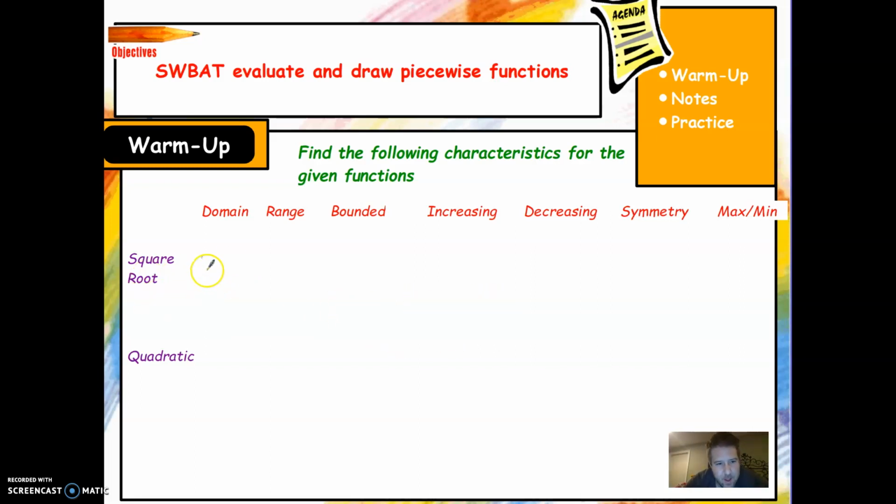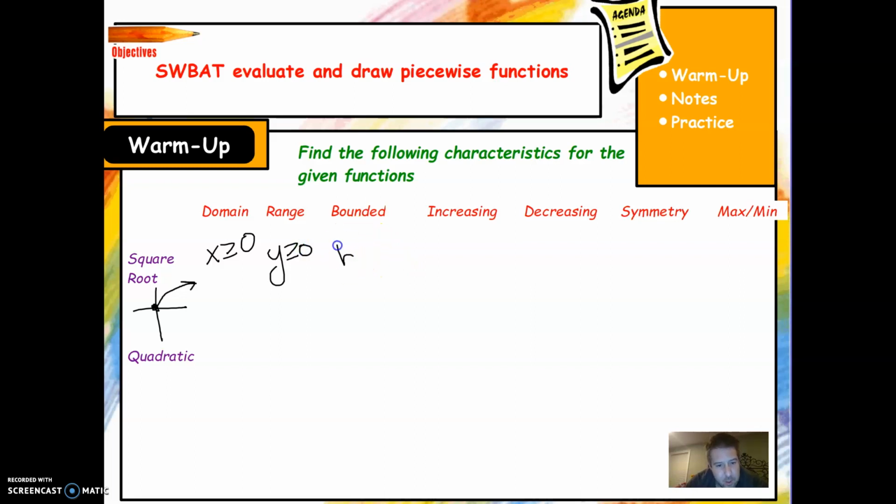Start off with the warm-up on square roots. So we're going to list out all the key characteristics of them. Square root, remember, these are the functions that look like this. They have an endpoint, no asymptotes, so that kind of answers some of those questions. So the domain for the parent function would be x is greater than or equal to 0. So it starts right here on the x-axis. Anything to the left is undefined. The range is everything above 0, so it's y is greater than or equal to 0.